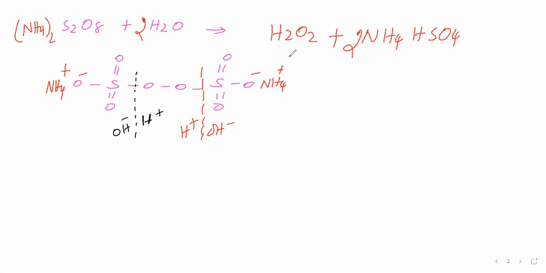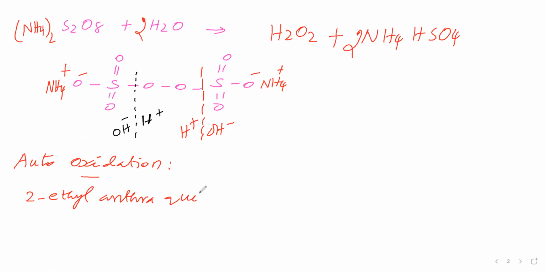Next we will see the next method of preparation of hydrogen peroxide. The next method is auto oxidation. In this method, what are the substances we are taking? One is called 2-ethyl anthraquinol. So first we will take anthracene.